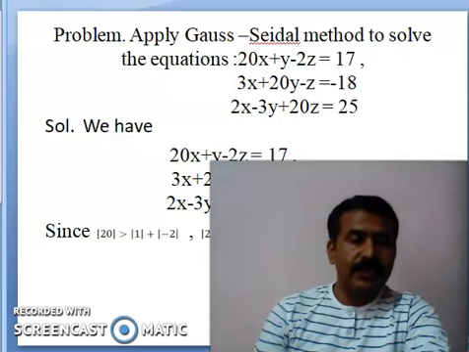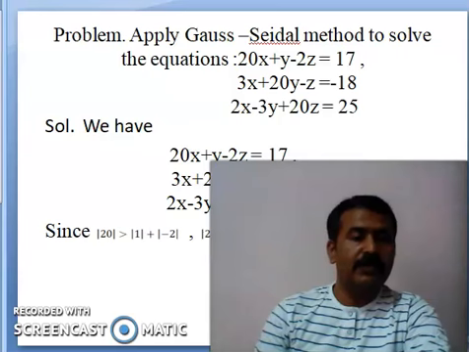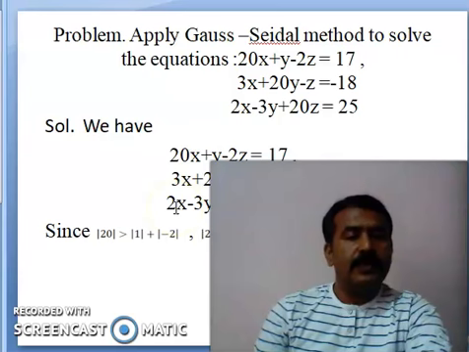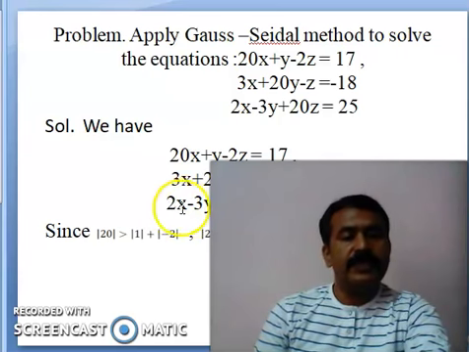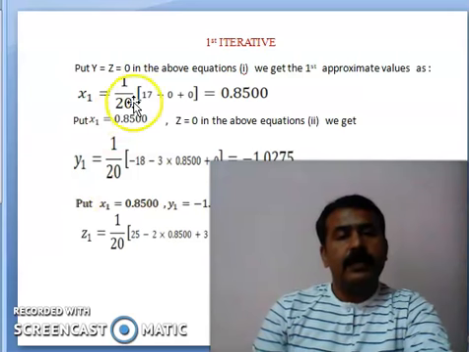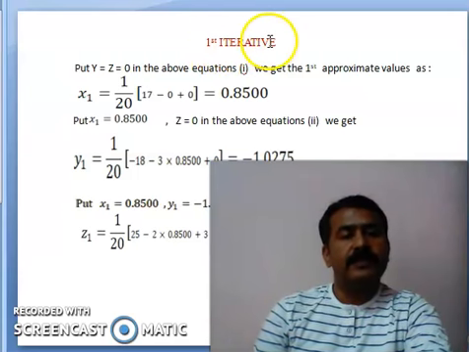Now the third equation, 2x minus 3y plus 20z equal to 25. Here the coefficient of z is 20. So modulus of 20 is greater than modulus of 2 plus modulus of minus 3, because minus 3 is the coefficient of y and 2 is the coefficient of x. So these three conditions are satisfied. Therefore, when the condition is satisfied, we will find the first iteration.